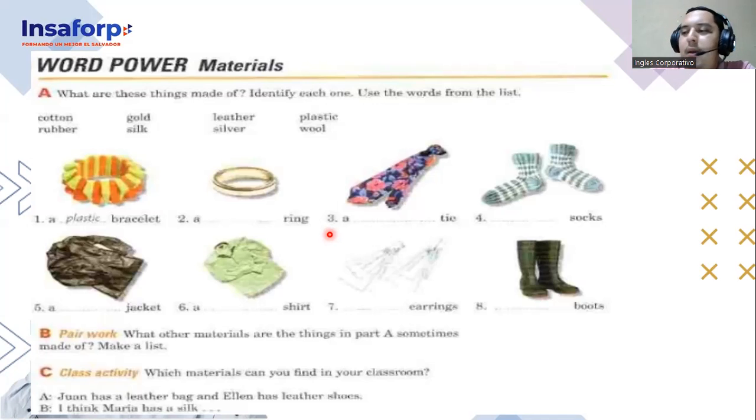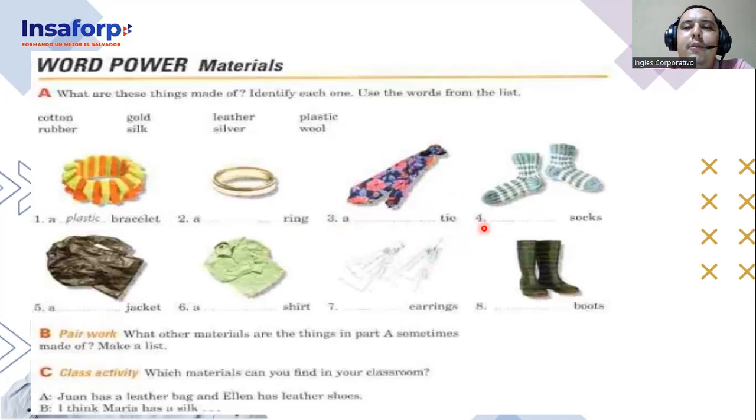But if you touch the tie, you can feel when it is made of silk. And if you have noticed, I don't know if you have found a tie made of cotton. They are very weird, ties made of cotton. The majority of them are made of silk. It's very weird to find one of them. Yeah, let's move to number four.